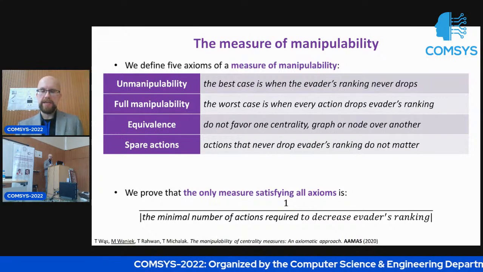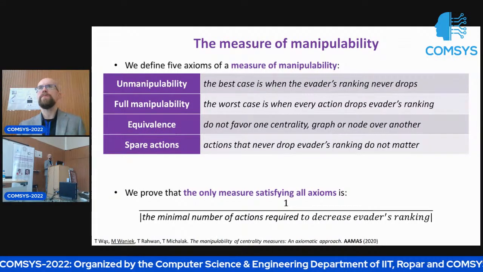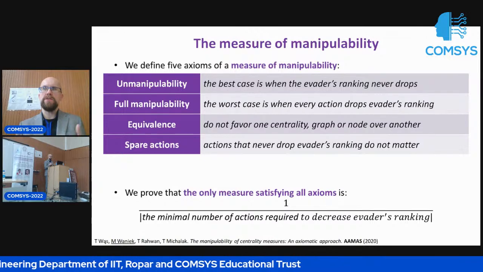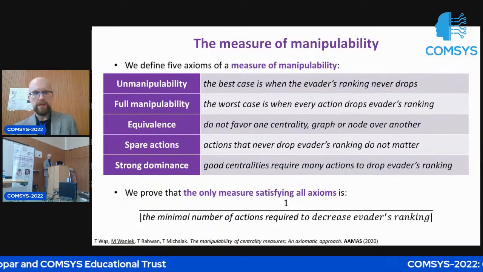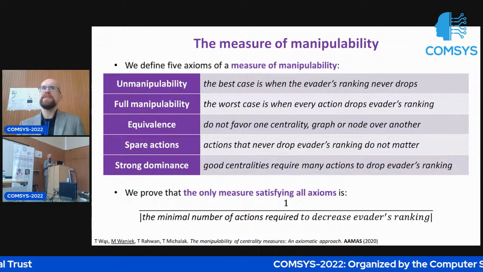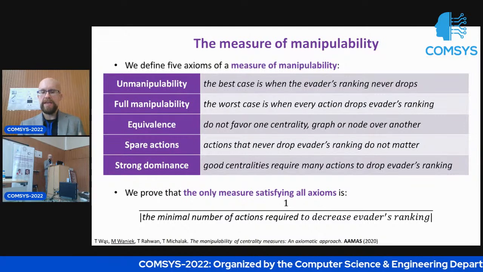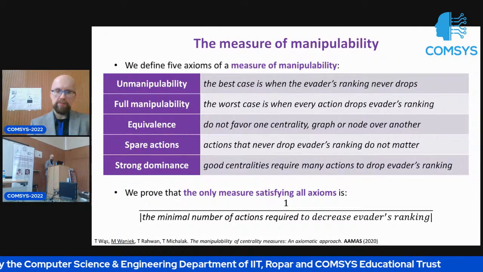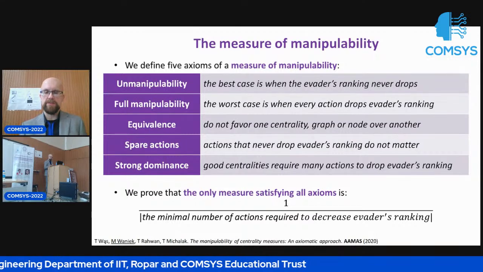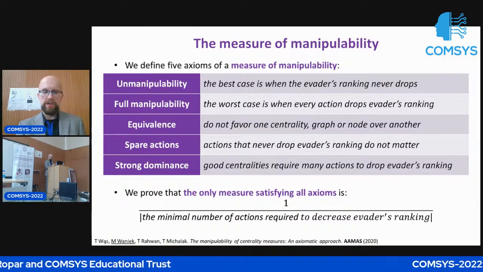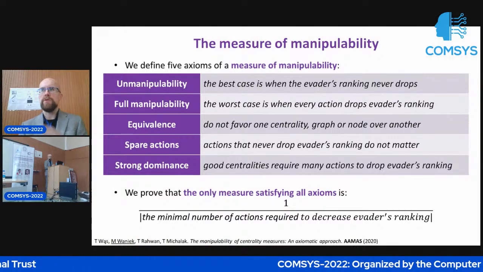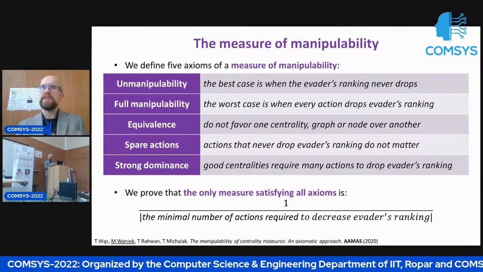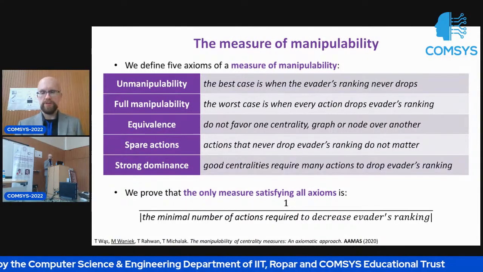The fourth axiom is that actions that never drop the evader's ranking don't matter, right? So if we remove them from the set of possible actions of the evader, the manipulability of this centrality measure should not change. And finally, a good centrality measure, a resilient centrality measure, is a centrality measure that requires many actions to drop the evader's ranking. So after analyzing this set of axioms, we came to the conclusion that the only measure that satisfies all five of the axioms is 1 over the minimal number of actions required to decrease the evader's ranking. So of all the possible formulas for the measure of manipulability, this is the only one that satisfies all those five axioms, which seem kind of reasonable.